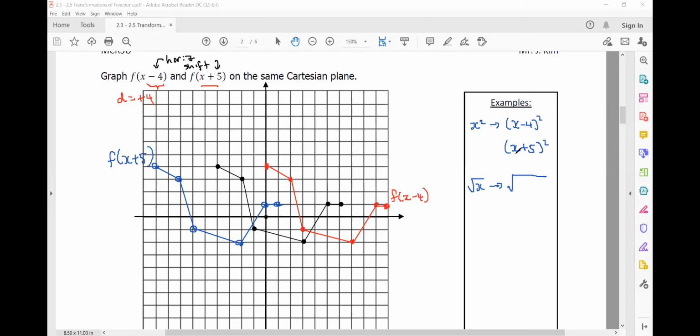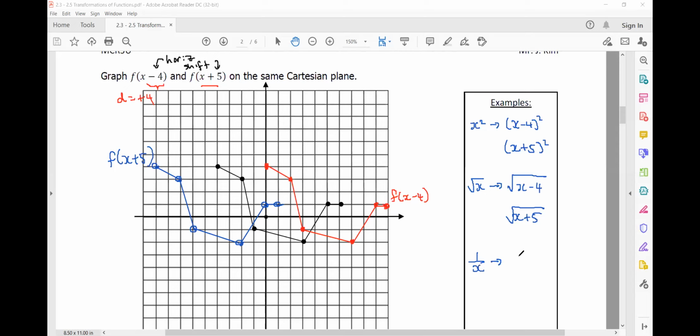Same thing here. The x is going to be transformed by this -4, +4 rather, before the square root is applied. It would look something like this. So if you see a -4 or a +5 or whatever number underneath or inside the square root, it actually represents a horizontal shift.